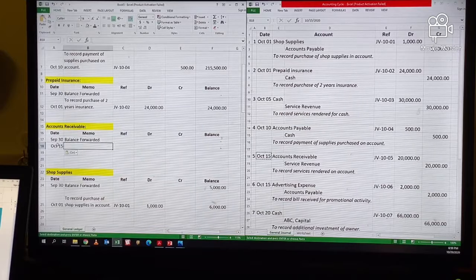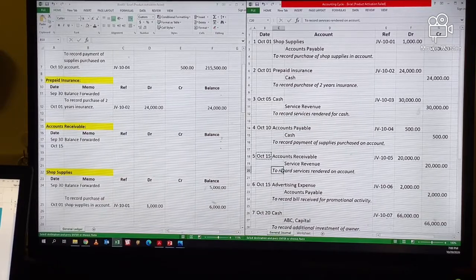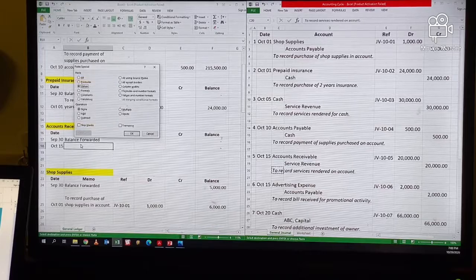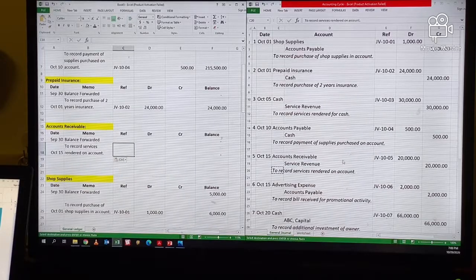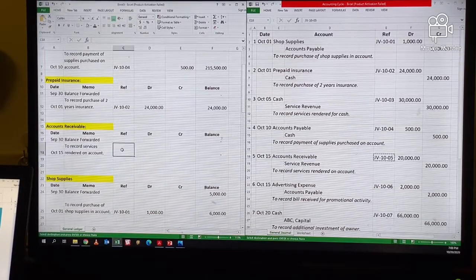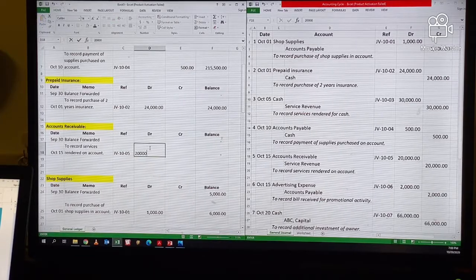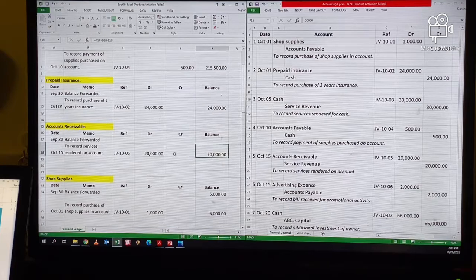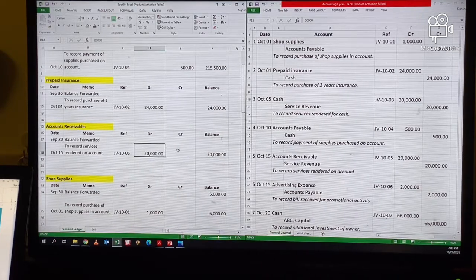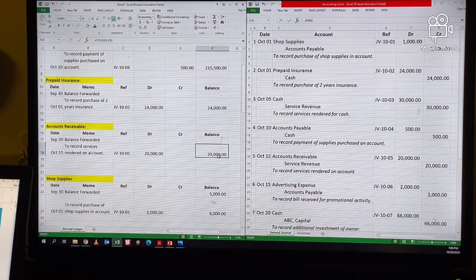transaction 5. Okay, so memo, or description. Okay, and then, your reference, JV 10-5. Okay, naka-debit daw. Debit, 20,000. So, 0 plus 20,000. Kasi nga, asset siya. So, any debit increases yun. Okay, so 20,000. Debit.